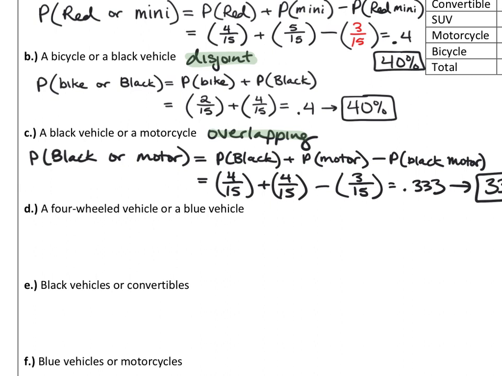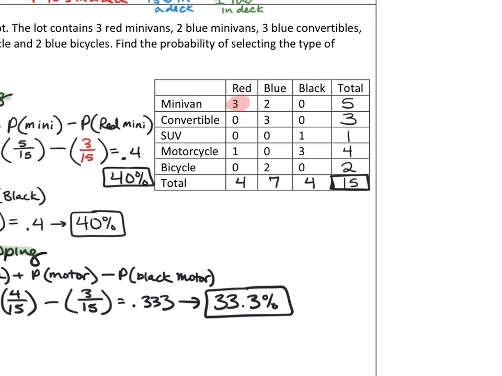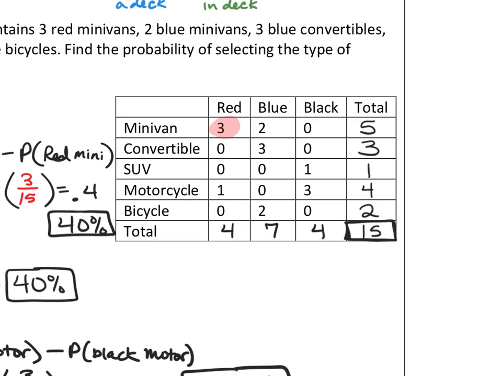For part D, is a 4-wheeled vehicle an overlapping event with being blue? Now, 4 wheels is not something that's specifically on our table in its own category, but out of the type of vehicles we're looking at, which of these have 4 wheels? Most of them. Specifically, do minivans have 4 wheels?